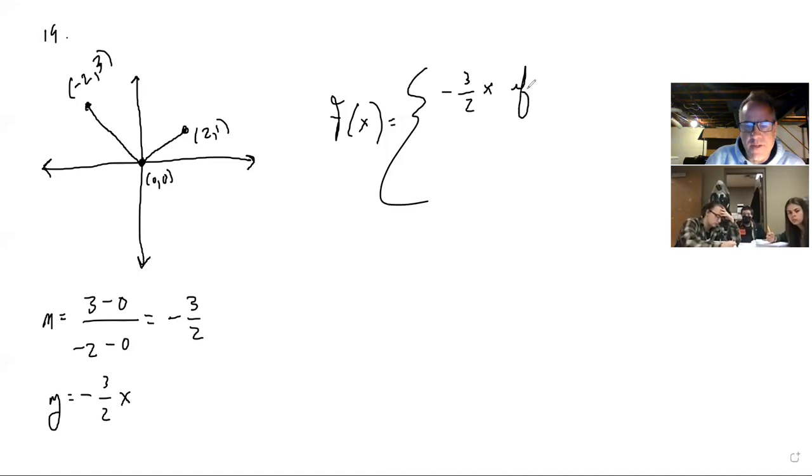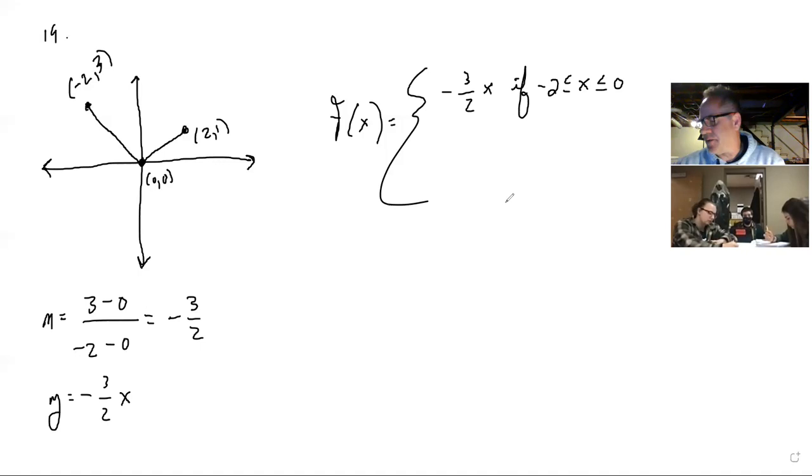So we'll say if x is going to be between -2 and 0. So there's that piece. And you actually have to put these in individually. So I'm going to go ahead and type mine in real quick. -3/2 x, tab over, and then from -2 between -2 and 0 inclusive. That answer, we're good there.